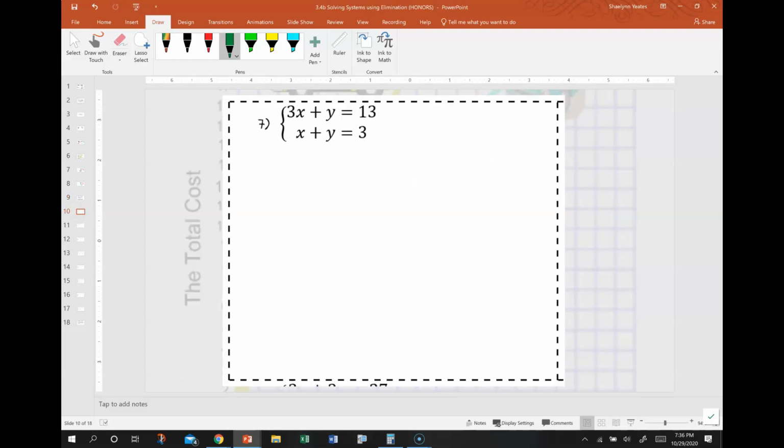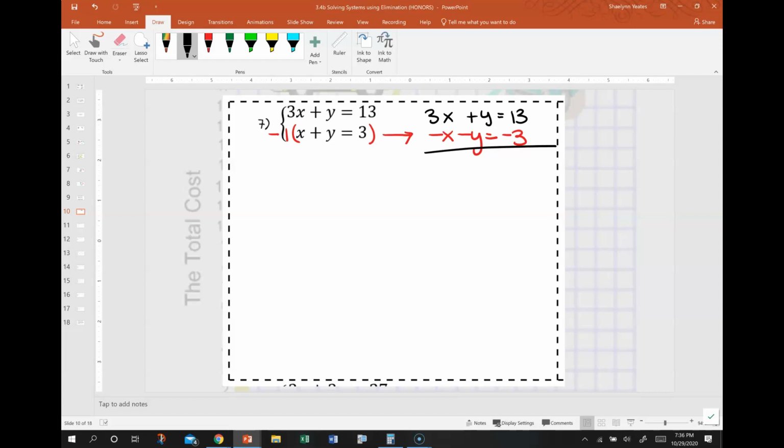So here, if you notice, my y's are the same value, exactly. So right now, if I was to add them, I would get 4x plus 2y equals 16. I didn't get rid of a letter. If I didn't get rid of a letter, I didn't do my job. So I'm going to multiply through on this bottom equation by a negative 1. So this becomes negative x minus y equals negative 3. And this top equation just remains exactly the same, 3x plus y equals 13.